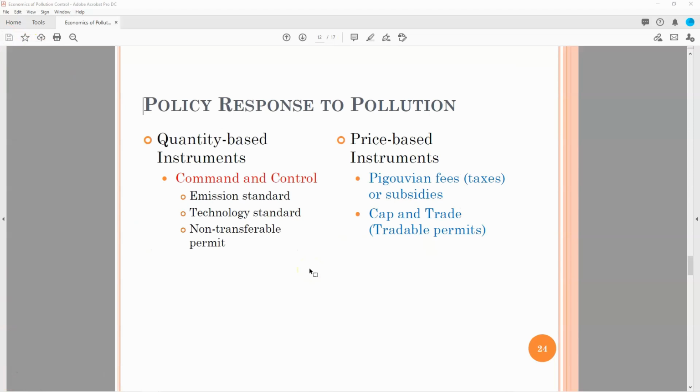Then I want to talk about whether there is any policy to achieve those optimal levels. Yes, there are. There are so many different kinds of instruments or policies we can use. And in this video, we first introduce the quantity-based instruments, or we can say the command and control way, to control the level of pollution, to respond to pollution.